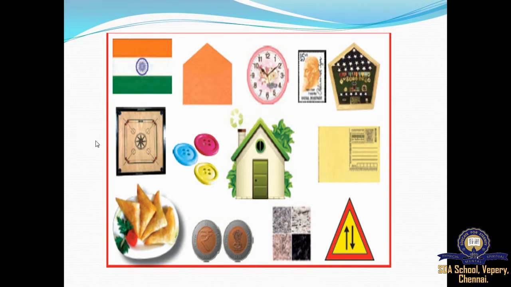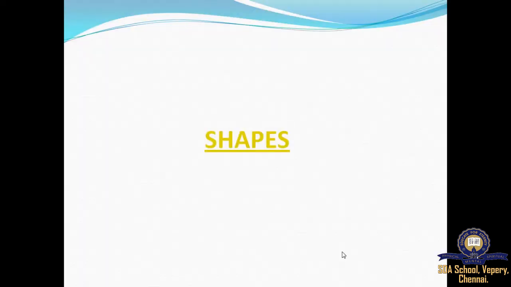We all love samosa, right? The samosa is in triangle shape. Yes. Then the coin. The coin is in circle shape. This image represents a triangle shape. Yes, very good. Now we are going to learn 5 basic shapes. You all know the 5 basic shapes, right? You have learned them in the earlier classes.